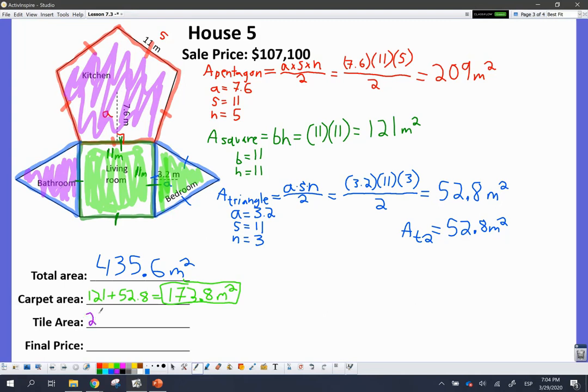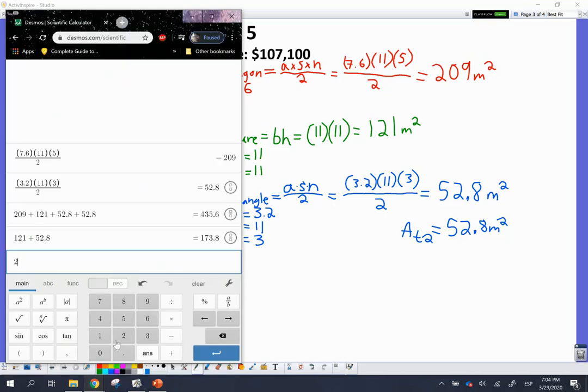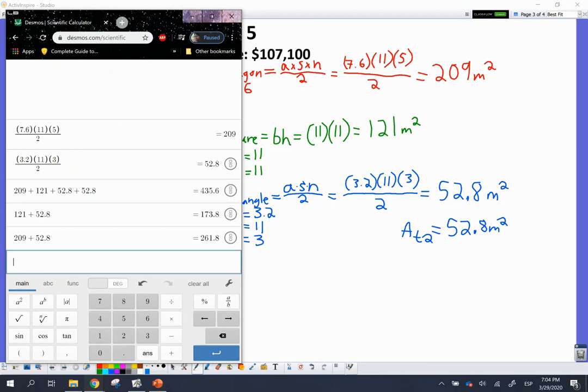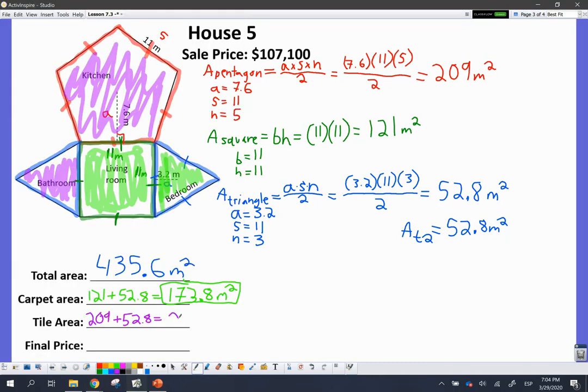So the area of the pentagon is 209. The area of a triangle is 52.8. So now if I add those together, 209 plus 52.8 gives me 261.8. And again, this is meters squared.